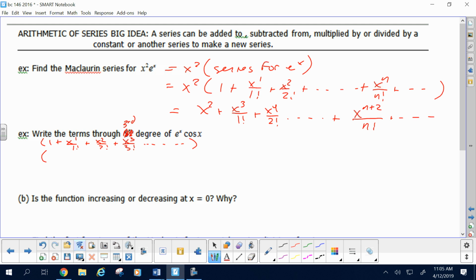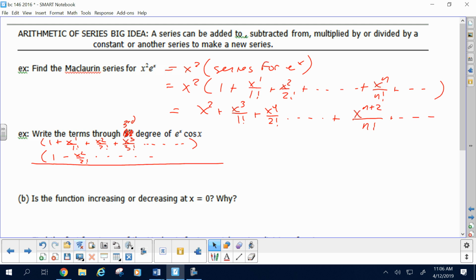Below that, I know it's weird to see a left justified multiplication problem, but we're going to left justify a multiplication problem. And cosine is 1 minus x squared over 2 factorial. And I really wouldn't even need to write the x to the fourth over 4 factorial, because again, that would be too big. It would be stuff beyond the third degree of the product. You with me?